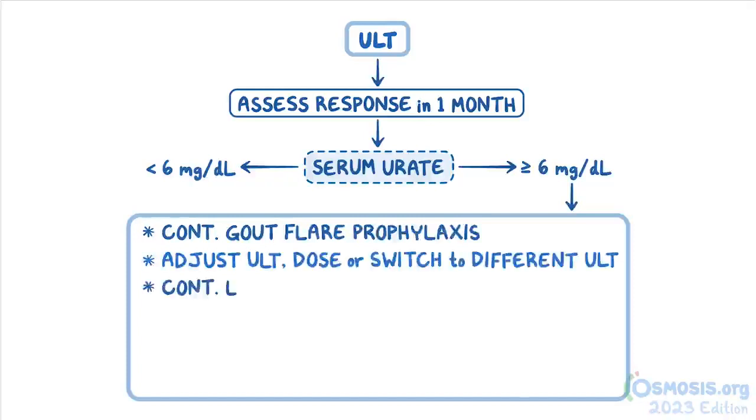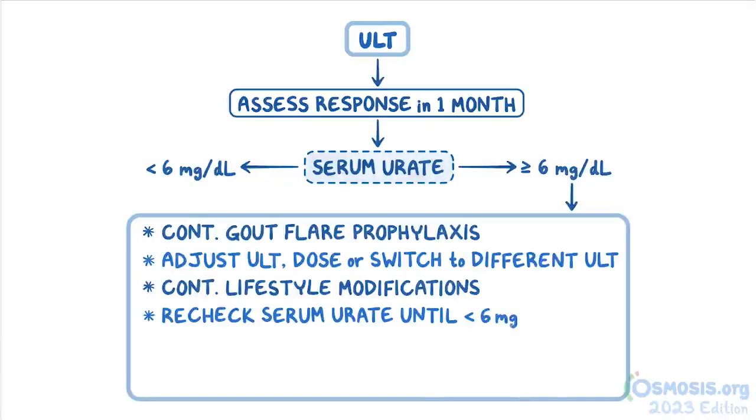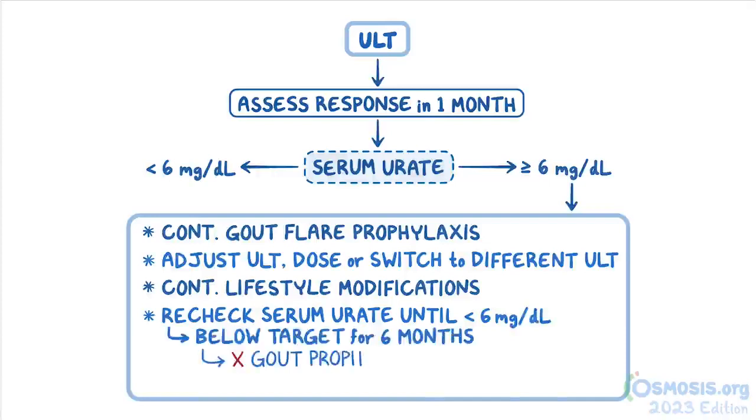Then start NSAIDs or colchicine. Alternative options include oral and intra-articular glucocorticoids. Additionally, counsel your patients on non-pharmacologic treatment options like resting, applying ice, and lifestyle modifications. Reassess in 2 to 4 weeks and order an X-ray.